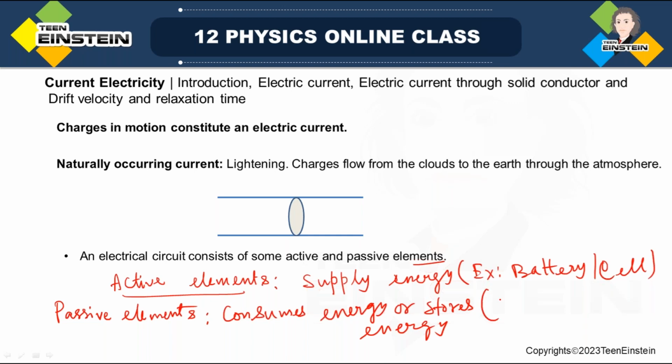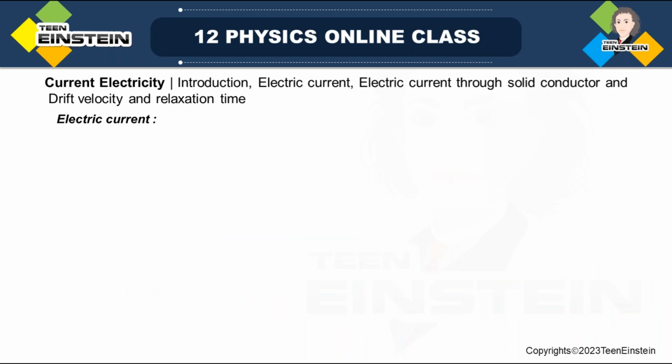And these are actually capacitor, which stores energy, right? Capacitor, then inductor, they store energy, but resistors, they dissipate or consume energy. Okay, so these are a few things to know about electric circuits.